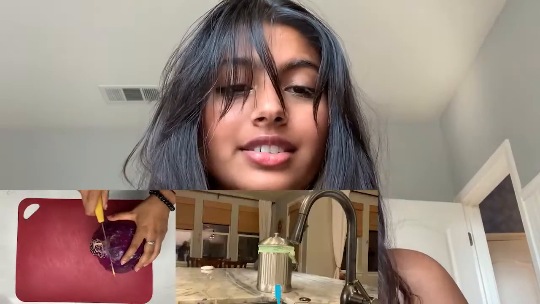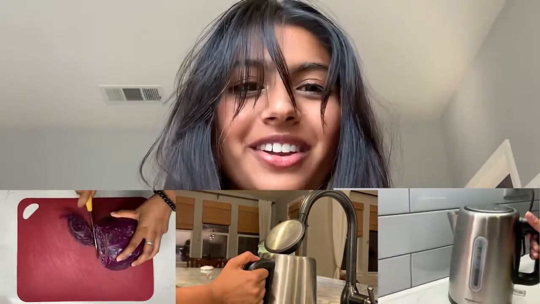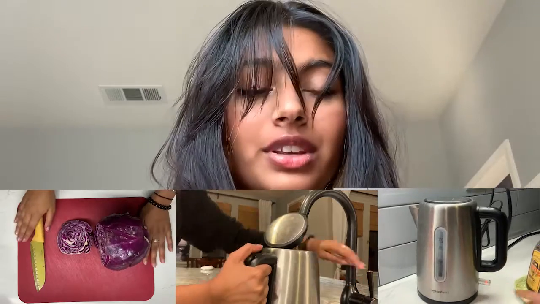We will be cutting the cabbage that will be used, and simultaneously over there we will be boiling some water in the water boiler, and that will be used with the cabbage. So the reason that we boil the cabbage is because the cabbage has a pigment called anthocyanin that resides in the cabbage itself, making it the color that it is.